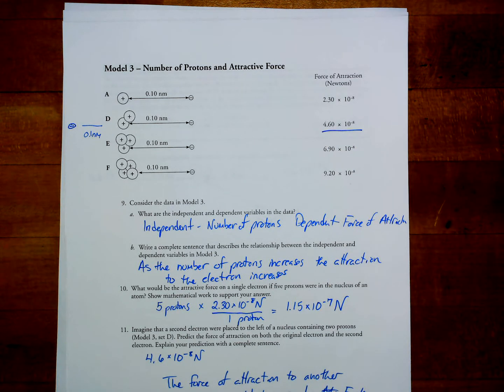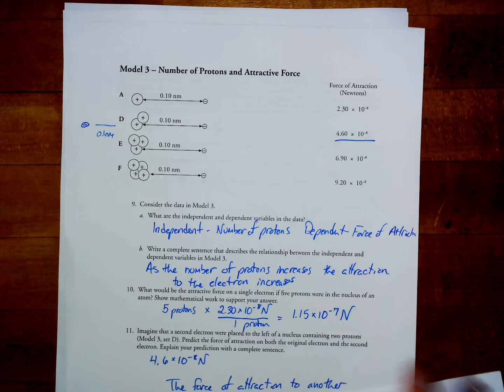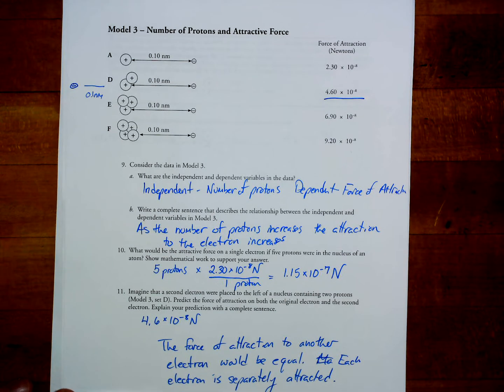Each electron is individually attracted to the nucleus. It does not matter how many electrons there are. Each one has its own pull on the nucleus, or the nucleus has its own pull on the electron, I should say. Compare it to gravity.